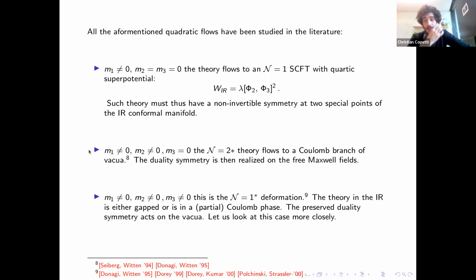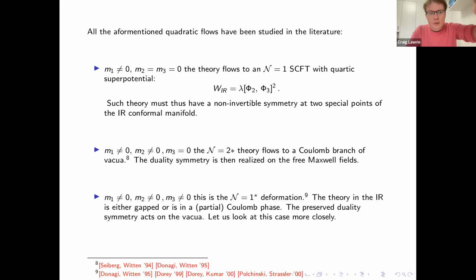In the second case, you can look at the results, for example, of Donagi and Witten and try to understand the action of duality on the Coulomb branch. And it's not very interesting, I would say. But the third case is more interesting, and we will talk about this for the rest of this part of the talk. Okay? Any questions on the ideas here?